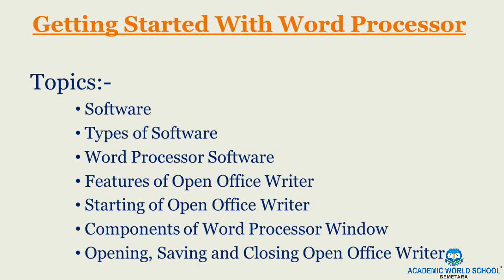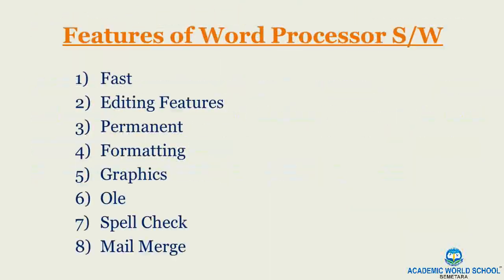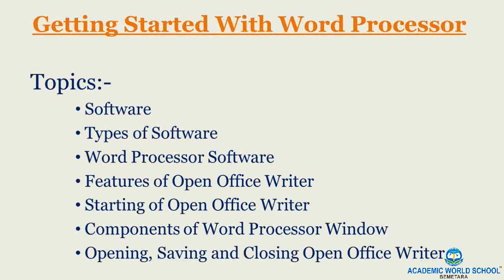Then we discussed the features of OpenOffice Writer. We found there are different features, like fast editing, permanent formatting, graphics, OLE, spell check and mail merge. Starting OpenOffice Writer, I told you two different methods: from Start, All Programs and then OpenOffice Writer. Otherwise you can double click on the icon and open it.